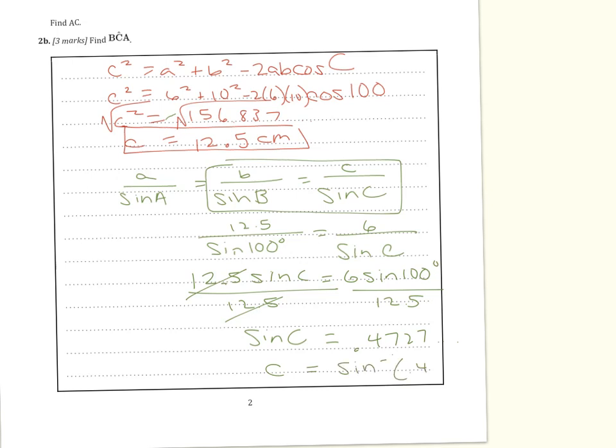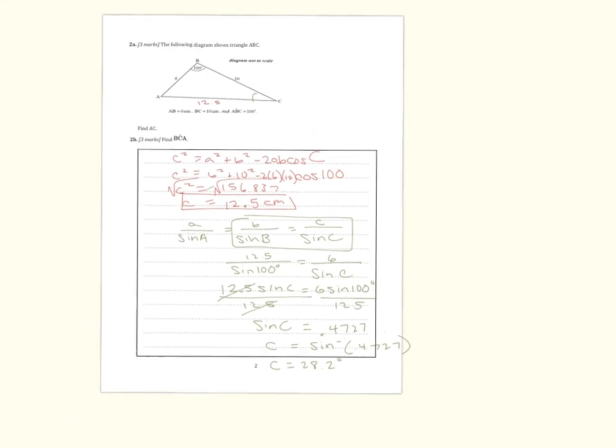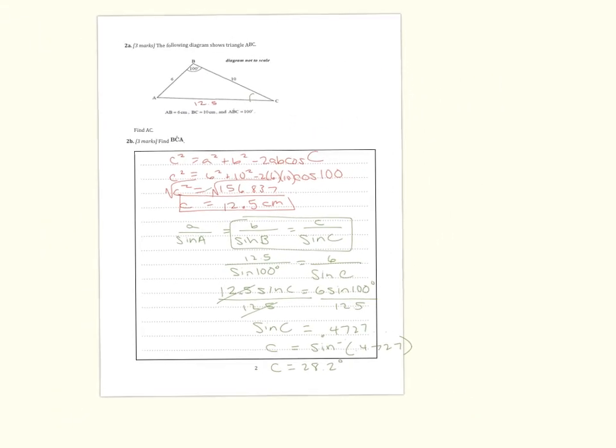And that's on your graphing calculator, sine inverse of 0.4727. And when I do that, that gives me that C is 28.2 degrees. Now the only trick is, anytime that we are using sine rule to solve for an angle, we always need to double check if there's a second angle that also works, because there are some triangles that can work with two different angle measures.